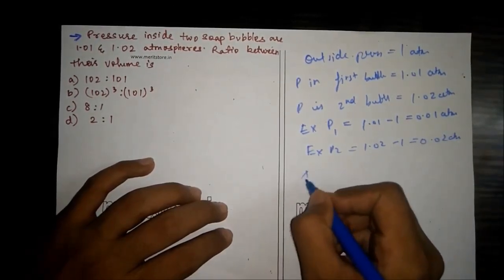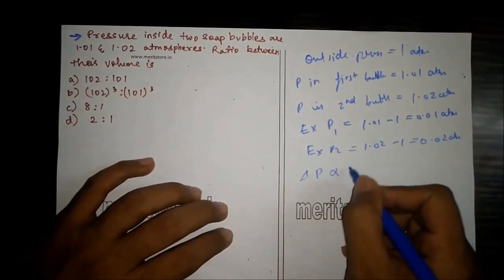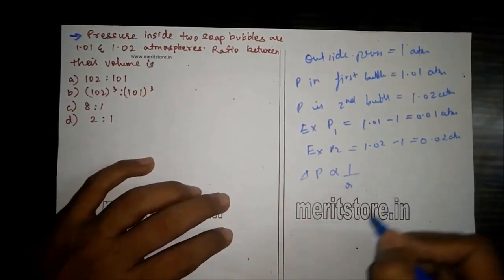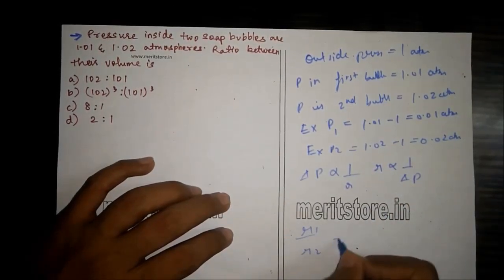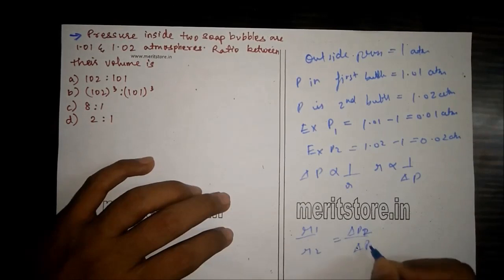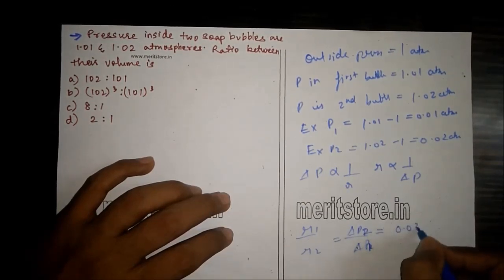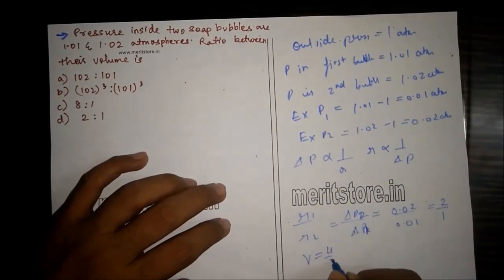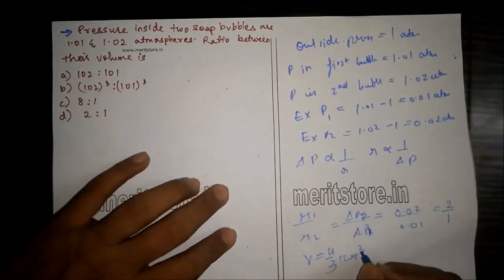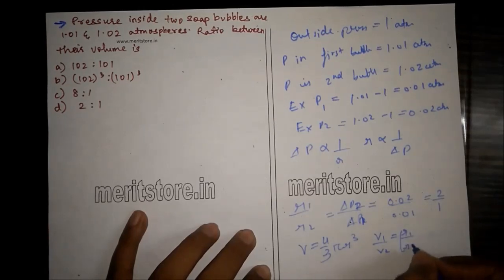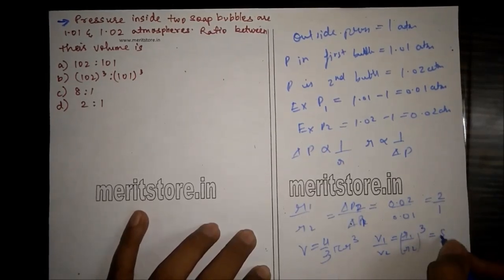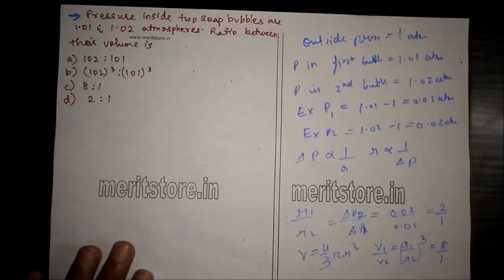Now, the excess pressure, change in pressure, is inversely proportional to R. Therefore, R is inversely proportional to the change in pressure. Therefore, R1 upon R2 will be delta P2 upon delta P1, which will be equal to 0.02 upon 0.01, which is 2 by 1. Now, since V is equal to 4 by 3 pi R cube, therefore V1 upon V2 will be equal to R1 upon R2 the whole cube, which is 8 by 1. Therefore, here the correct answer will be option C.